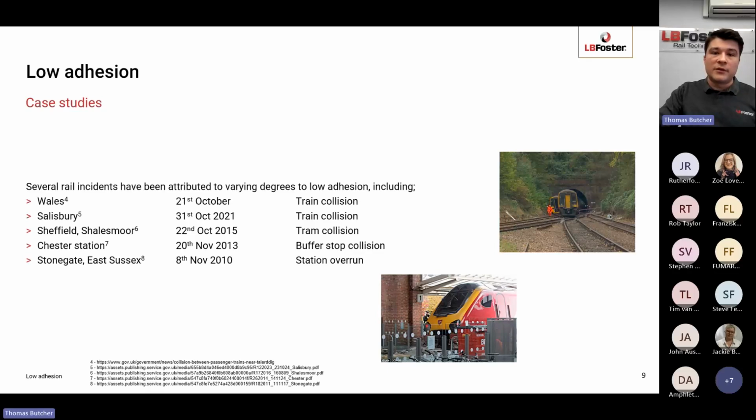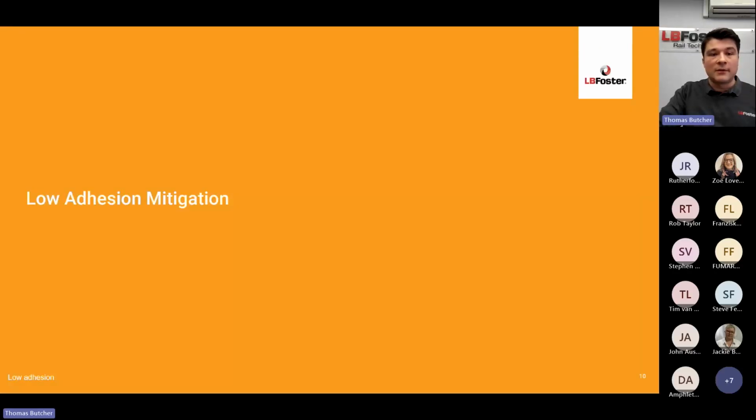Low adhesion is often attributed, at least in part, to rail accidents and collisions. Some examples from recent memory include the train collision in October in Wales last year, as well as the one in Salisbury in 2021, the Sheffield tram crash in 2015, a buffer stop collision in Chester in 2013, and a station overrun in Stonegate in 2010, though there are many more. So what can we practically do about low adhesion?